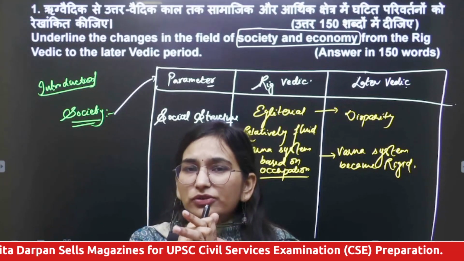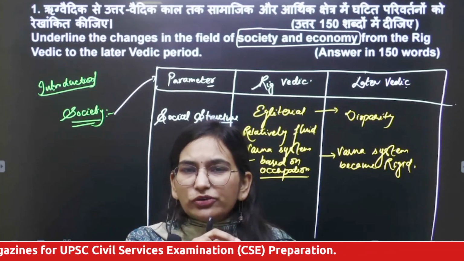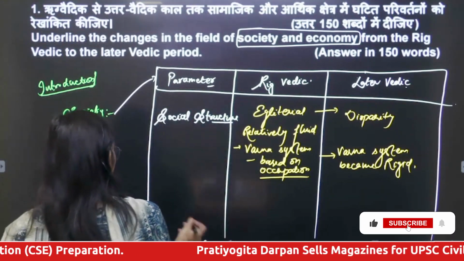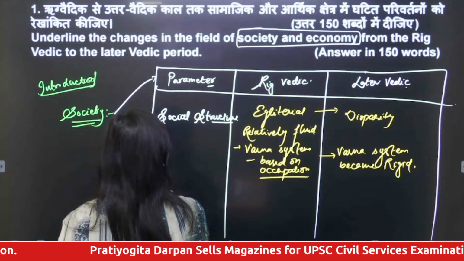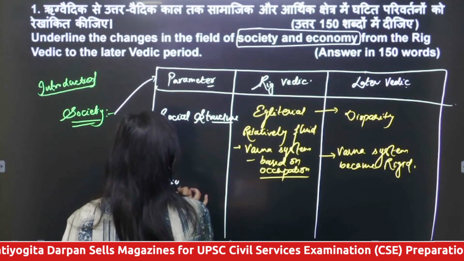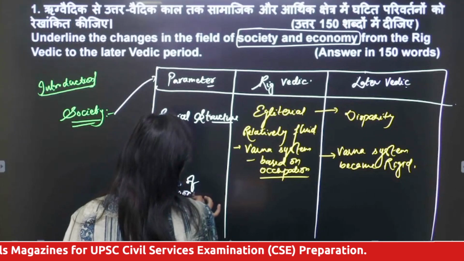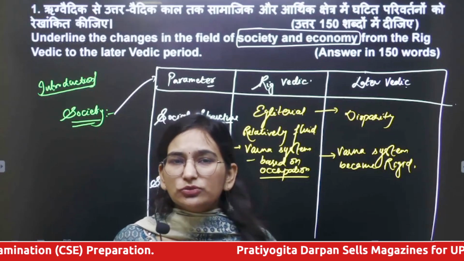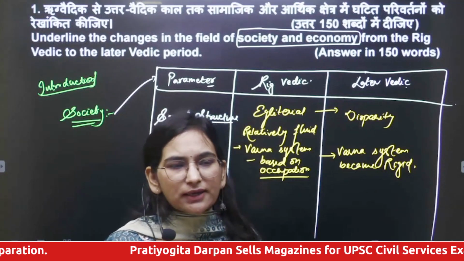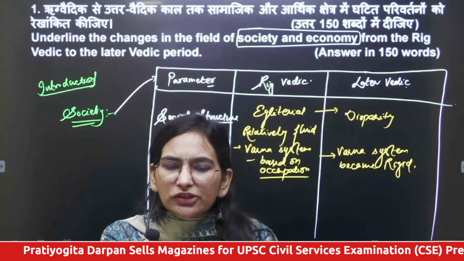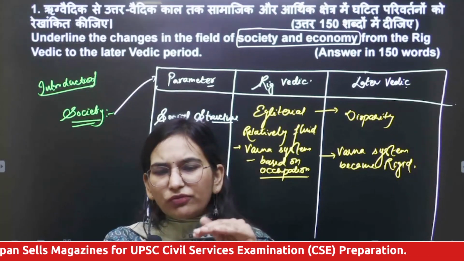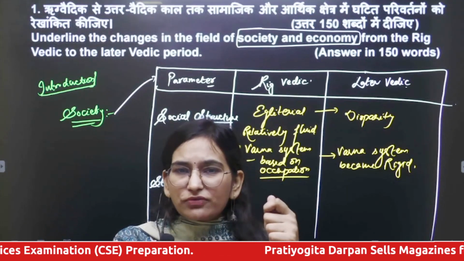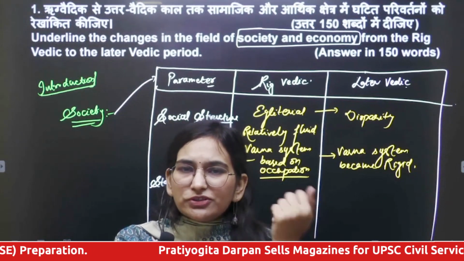Then what else do we need to discuss in society? Another stakeholder of society is women, so you have to talk about the status of women. And under status of women, what were the changes from early Vedic to later Vedic time period? See, in early Vedic time period, the situation for women in society was relatively good. In a patriarchal society, you cannot say that there was equality between men and women, but relatively the situation was good.